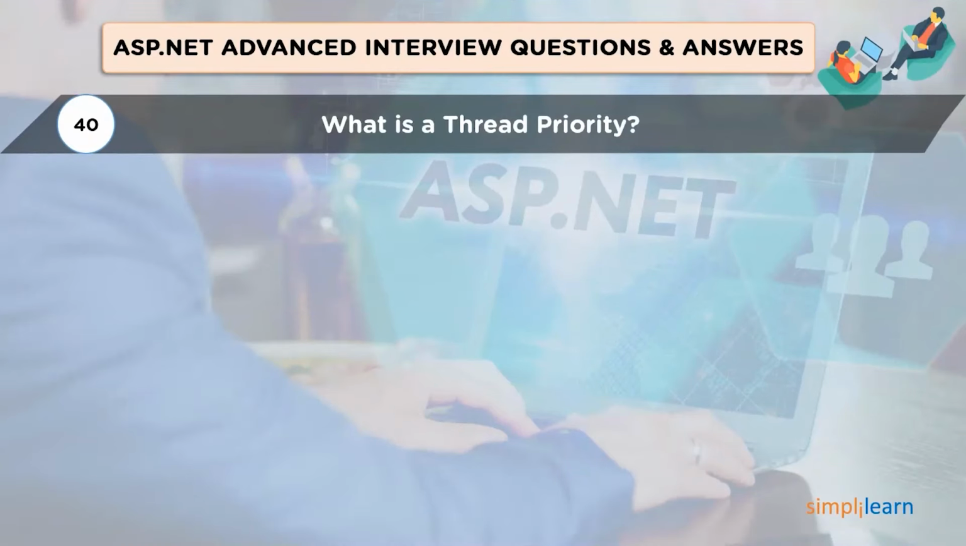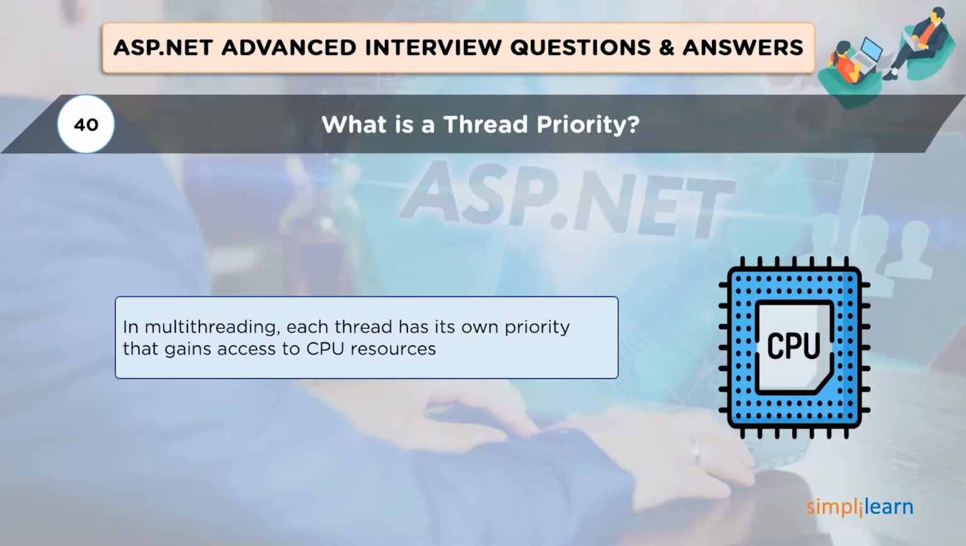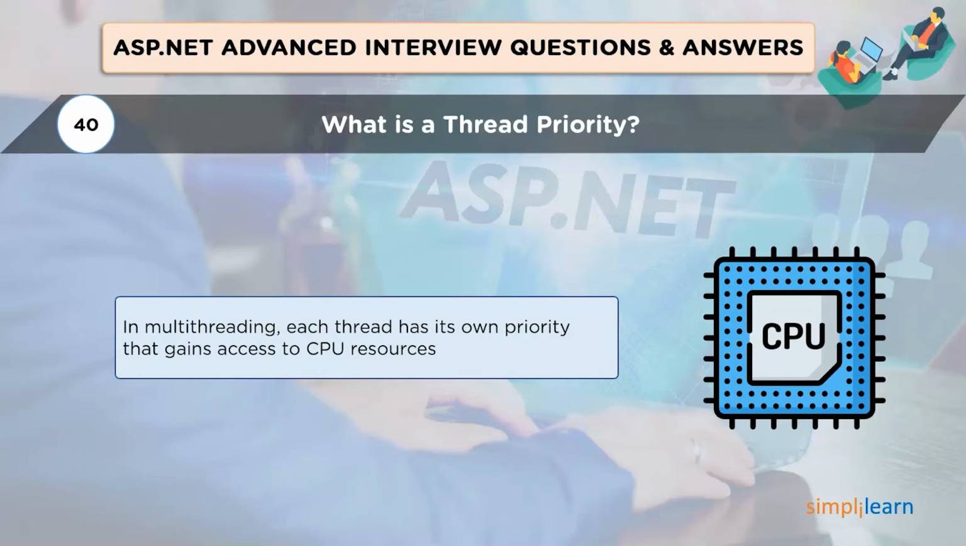What is a thread priority? In multithreading, each thread has its own priority that gains access to CPU resources. Whenever a thread is created in C#, it always possesses some priority. It is mainly used to set a value.